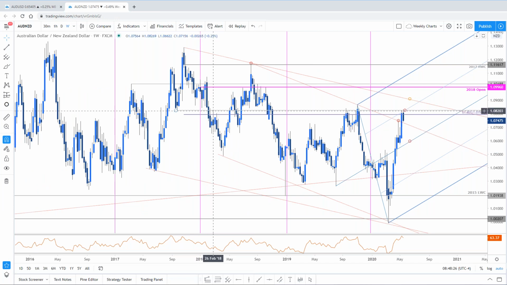Break, acceleration, resistance, break, acceleration, kind of accelerated on both sides there. Resistance, resistance, converged right there. That gave us a range of 107.94 to 108.24, right? Good spot to look for some resistance. RSI, the highest levels that we've seen since the highs registered back here. So again, momentum hitting extremes too.